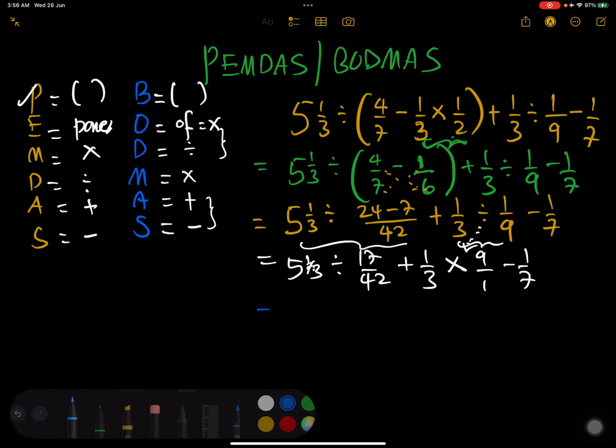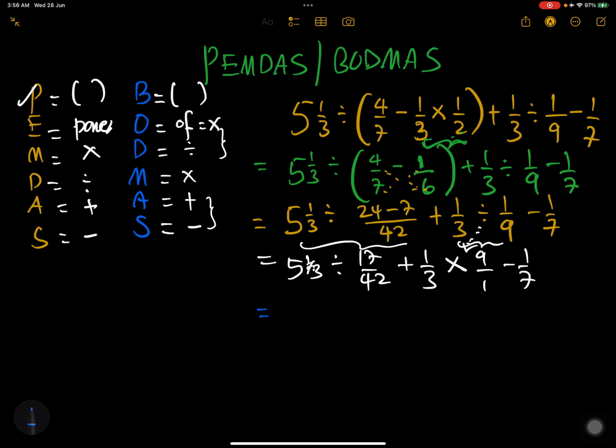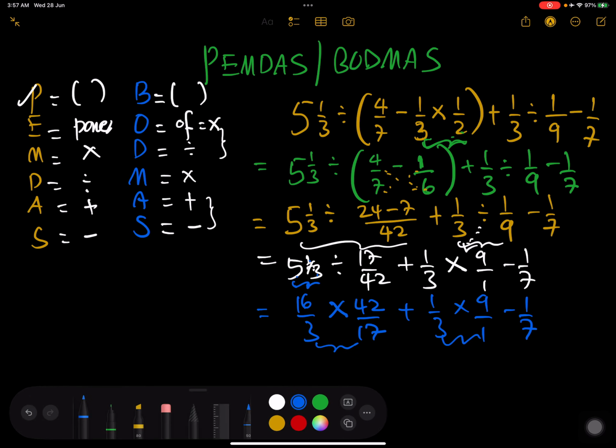And then we're going to also do the division that is here. Remember, we have to change this into an improper fraction, so we're going to get 15 plus 1, which is 16 over 3. We change the sign. We get 42 over 17 plus the 1 over 3 times the 9 over 1 minus 1 over 7. Now we can work this one out before we do any addition.